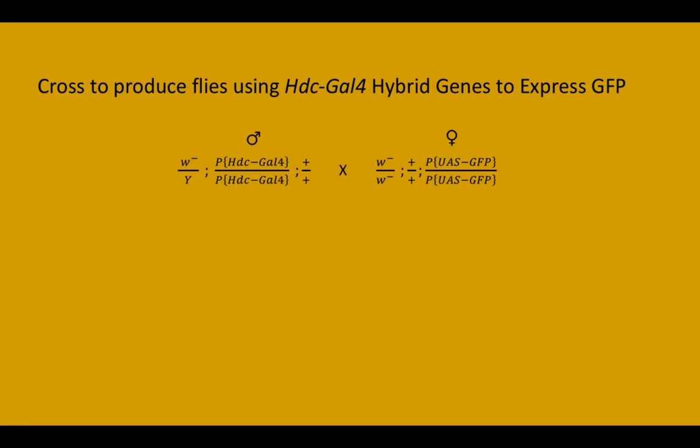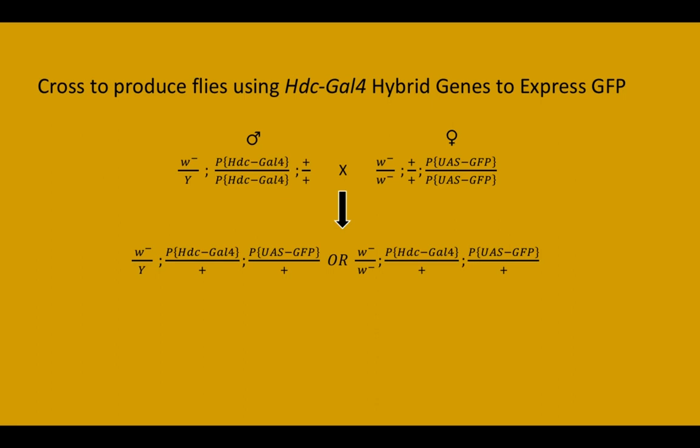On the left is the male fly and on the right is the female fly, and these flies produced our cross. On the left again, we have the male fly, and we see that Hdc Gal4 interacts with the UAS-GFP by binding, represented by the arrow. This induces green fluorescent protein, also known as GFP, which we can detect with microscopy.